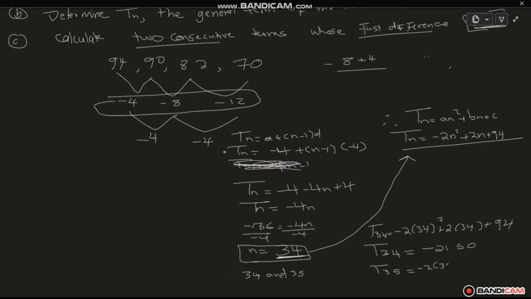Then you punch it in your calculator, n squared plus 2, 35 plus 94. Then you get your answer as T35 equal to, use your calculator, you're going to get whatever answer that you're going to get.